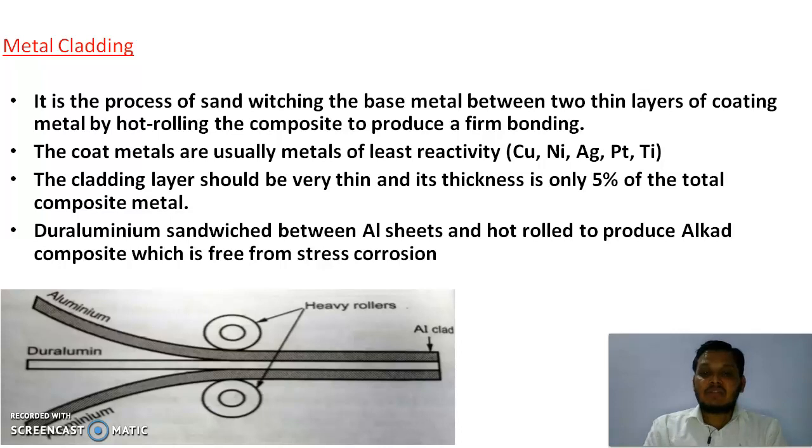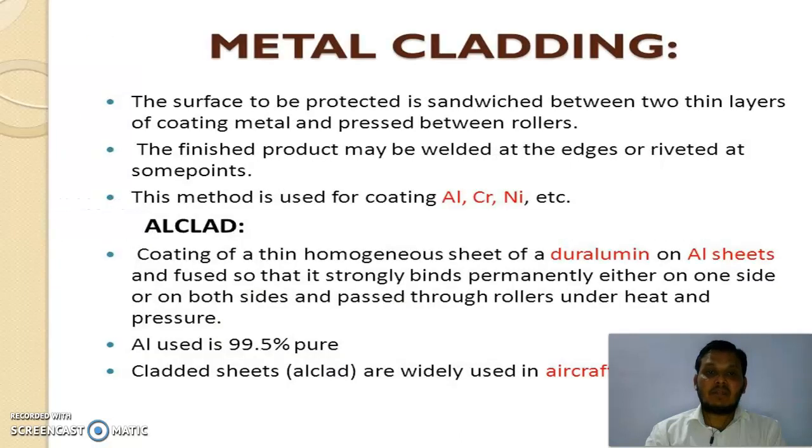A duralumin sandwiched between aluminum sheets and hot rolled to produce alclad composite which is free from stress corrosion, right? So this is the simple method of metallic cladding. In metallic coating, which is the coating metal? Mostly aluminum, chromium, nickel, right? The nickel alloy, like cupronickel alloy, solder alloy, which is commonly used for the coating of the metal.